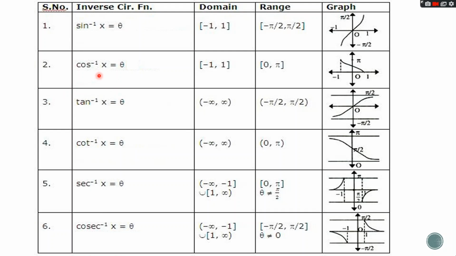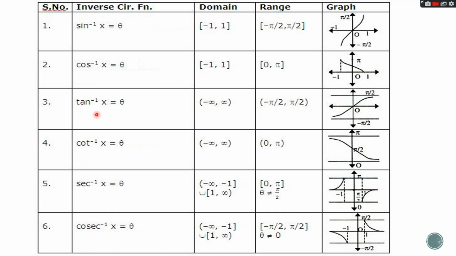Second function, cos inverse x, domain is closed interval -1 to 1 and range is closed interval 0 to pi. And this is the graph for cos inverse x. All of you know how to get these graphs.